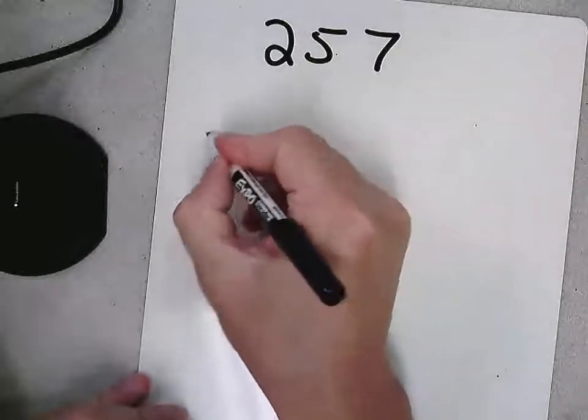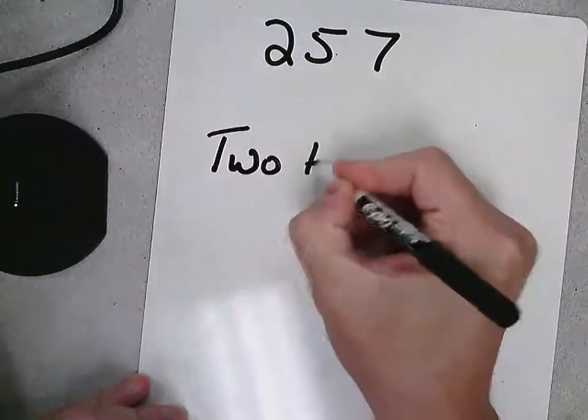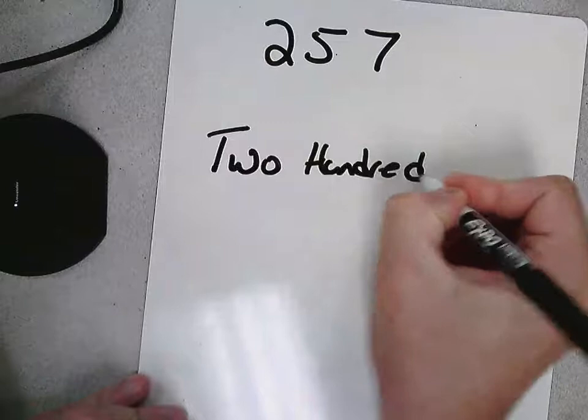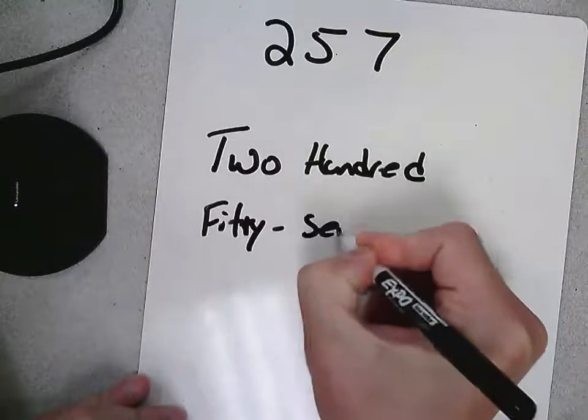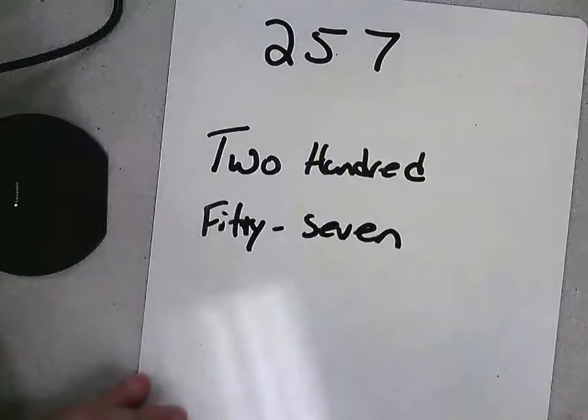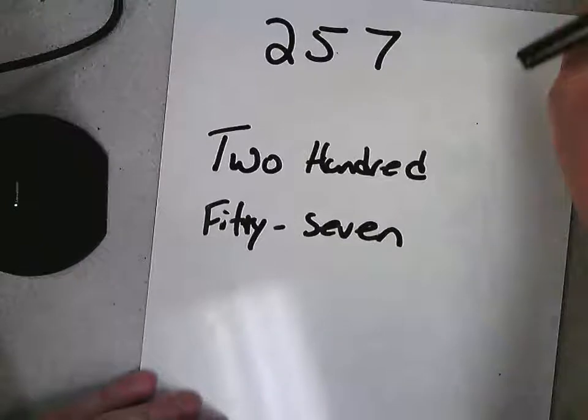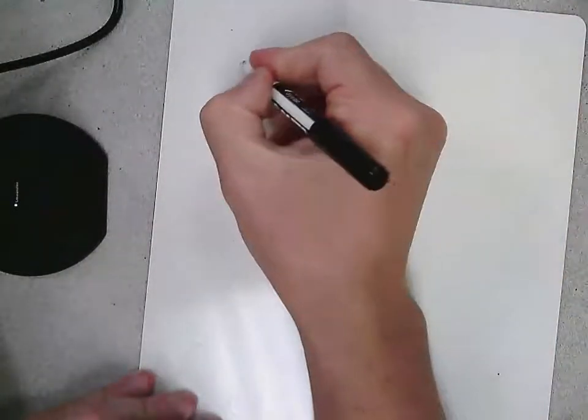So this is 257. Working from there, and separating out the thousands, let's get into a number that's in the thousands.